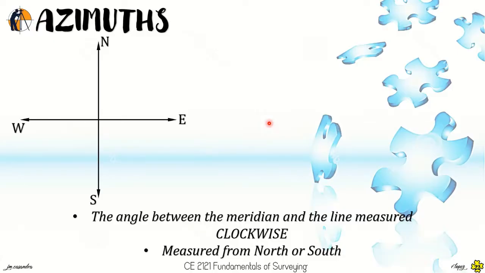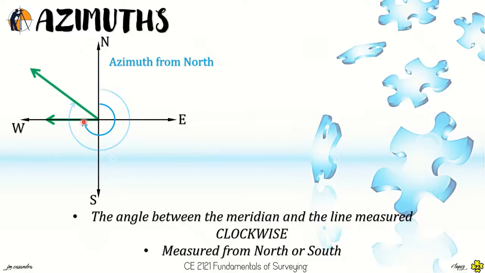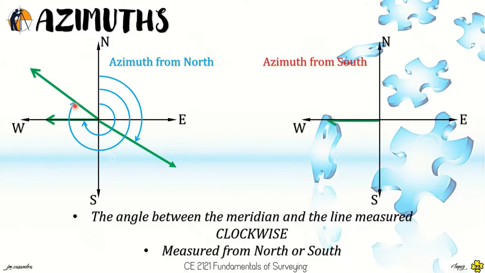So for example, we have here your geographic Cartesian plane. So if we take the azimuth from the north for line A, it will be from the north clockwise until our line. So this line will also have from the north clockwise to the line. Azimuth from the south will have to be measured from south clockwise.